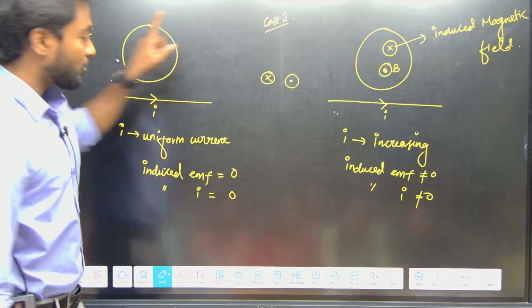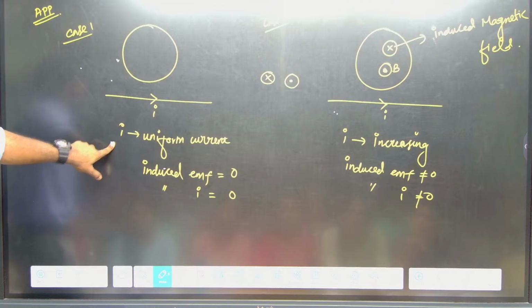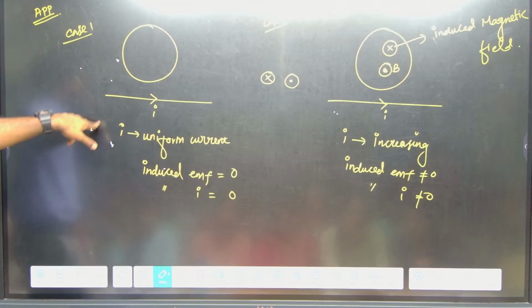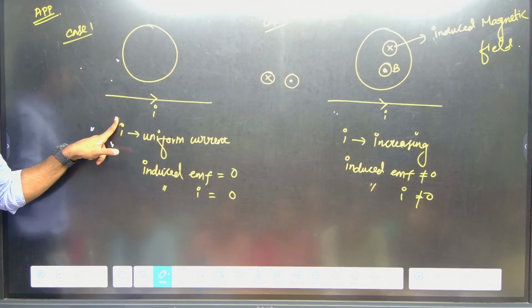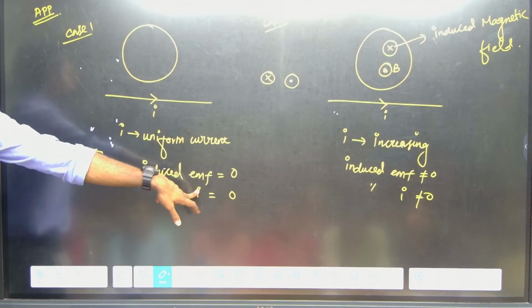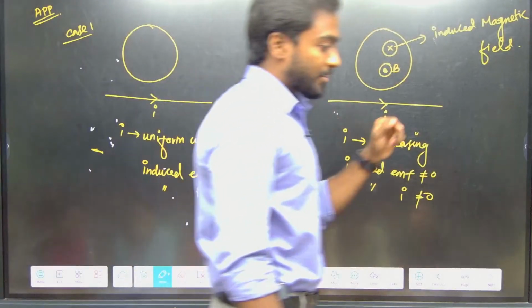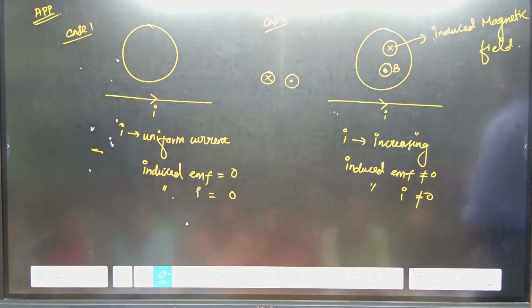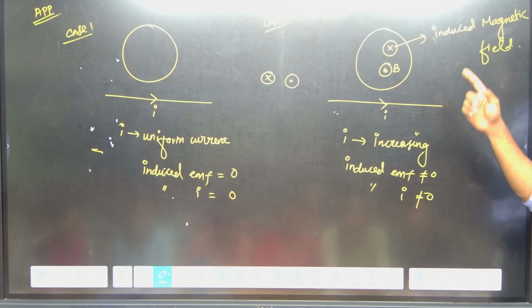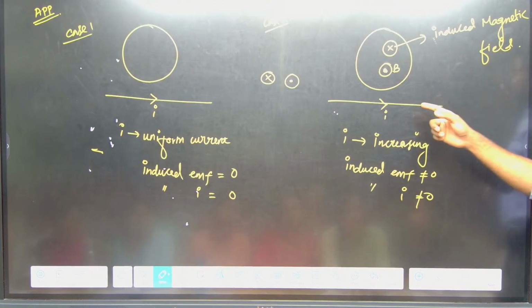I have taken a case. The first case is uniform current, which means there is no change in magnetic field. Since there is no change in magnetic field, flux change is also 0. Since flux change is 0, induced EMF is 0. Since EMF is 0, current also will be 0. The first case is completed. Second case, I am taking the current increasing with respect to time. Since current is increasing, obviously the magnetic field will also increase. So the magnetic field increases, which means there will obviously be a change in flux.